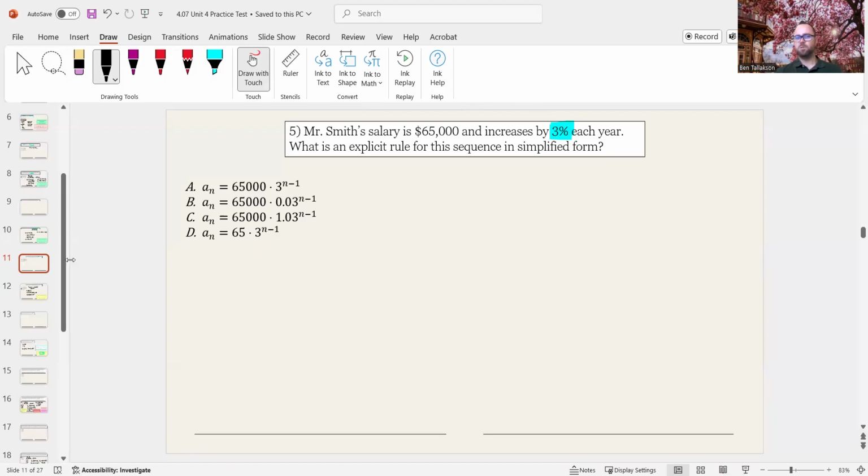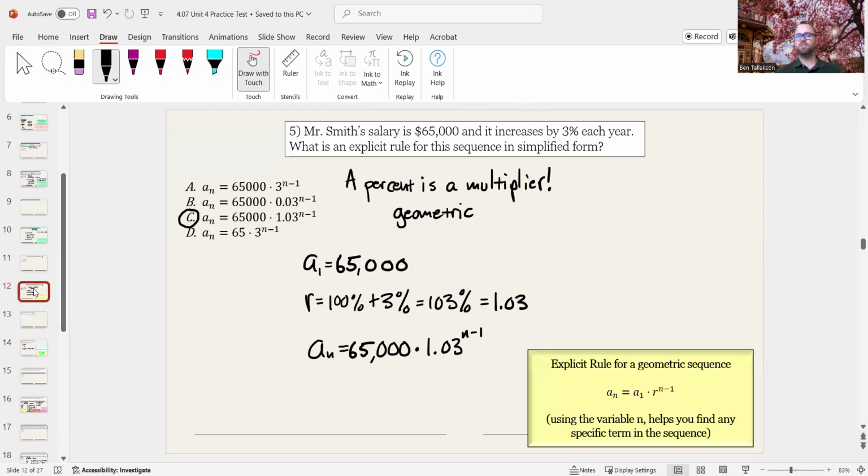Let's see, was it A, B, C, or D? Answer was C. Anytime you see percent, that's a multiplier. So if we see increase by 3%, that means we're multiplying, which means it's a geometric sequence. So we use our explicit rule for a geometric sequence because that's what they asked for. So what do we need? A sub 1? Well, they told us his salary right now, that's the first value we're given. It's a sub 1, 65,000.